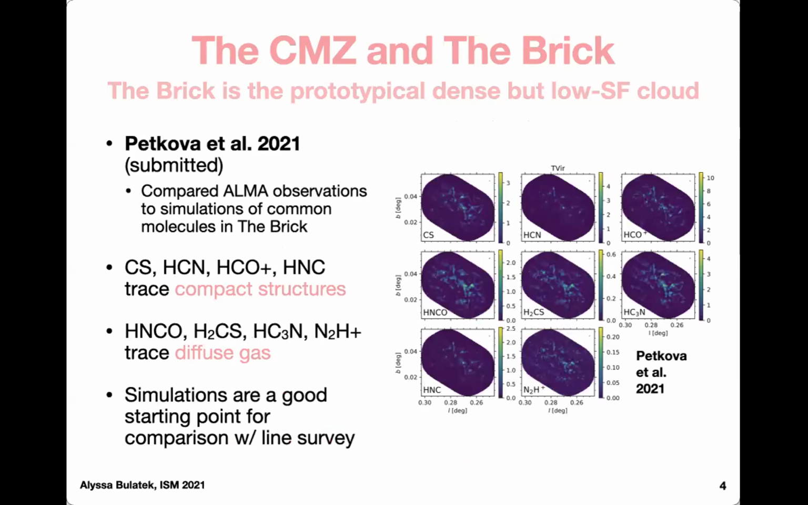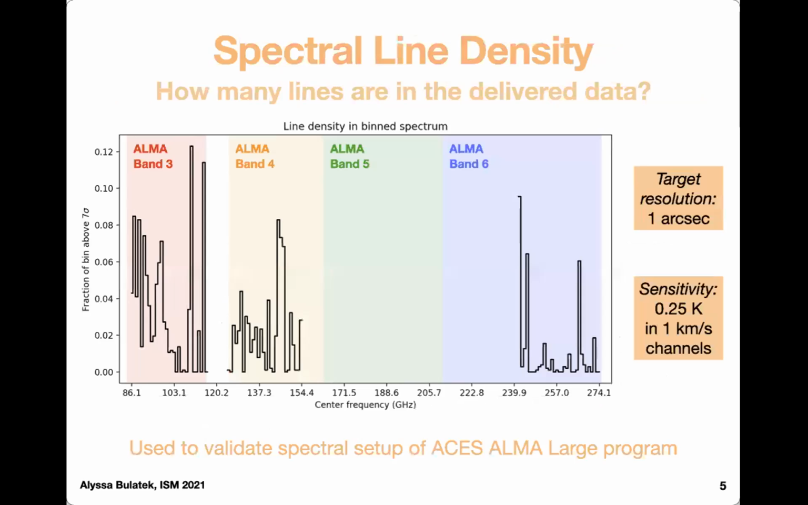So I'd like to quickly mention Maya Petkova's recent paper on the brick, which demonstrates that the brick is of broad interest to the ISM community. Her work compared real ALMA observations to simulated ALMA observations of some common molecules in the brick. And they were able to differentiate between tracers of compact structures and more diffuse structures. That was one of their takeaways. And I think it would be cool to be able to compare these simulated images and moment maps of these molecules to the results that we get from our spectral line survey once we're done processing those data.